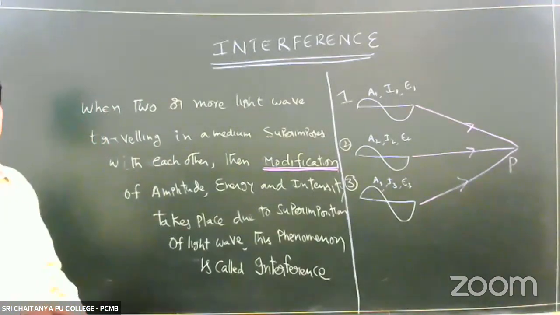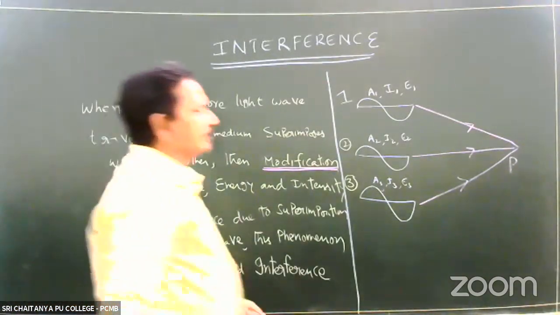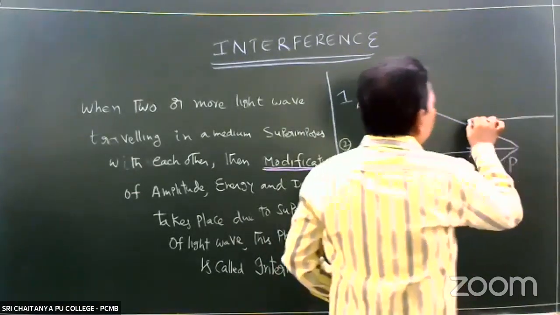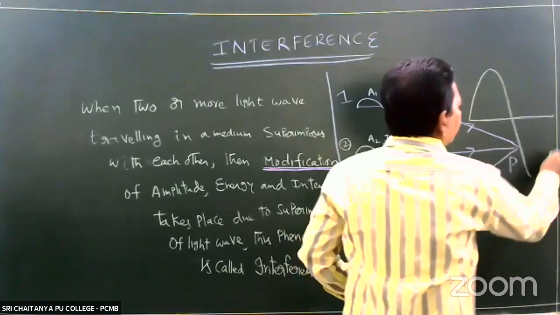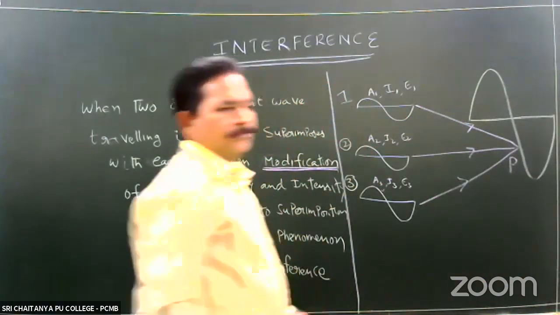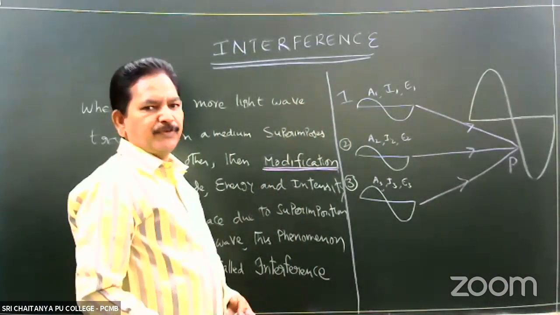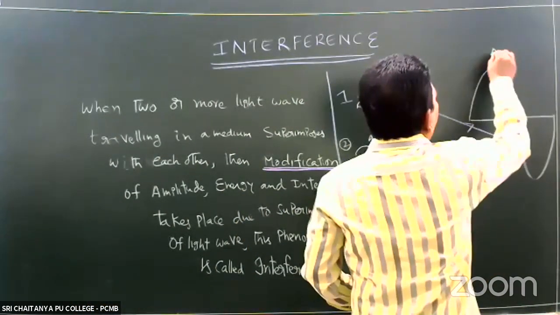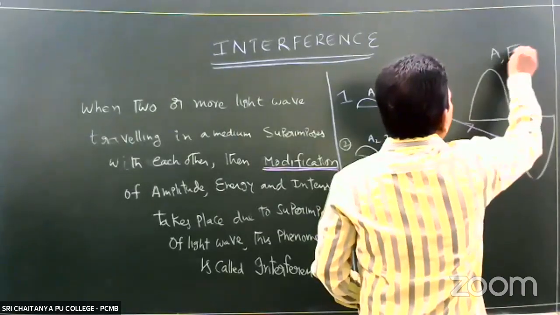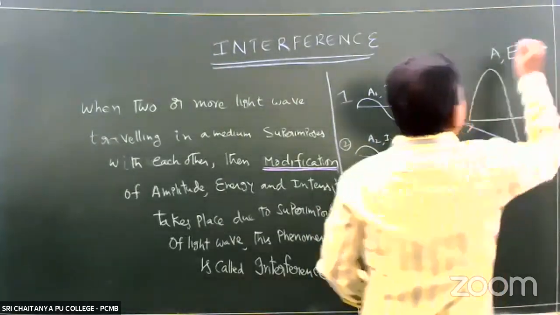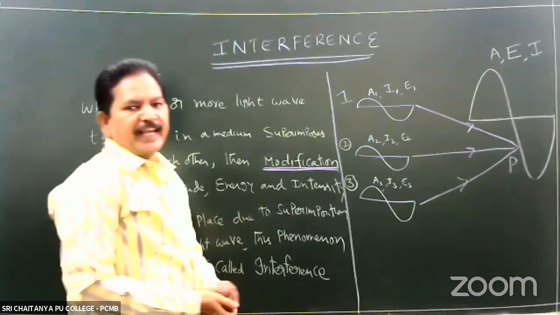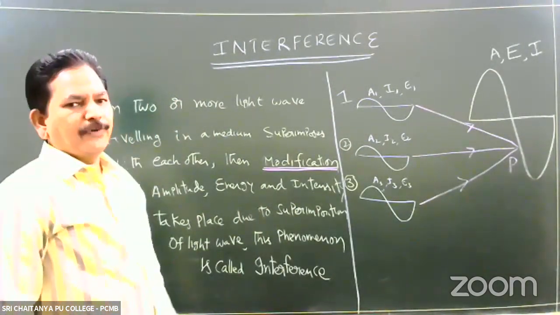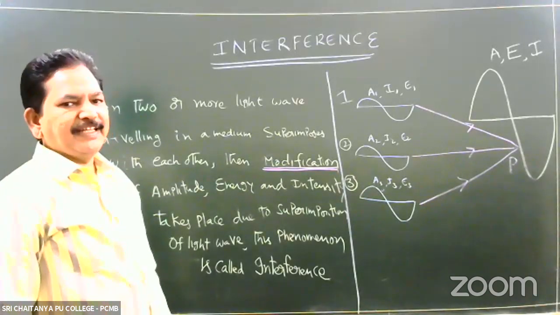They will combine. We will get a resultant light wave. The resultant wave has amplitude A, energy E, intensity I. Modification takes place, either increases or decreases. We will see when it increases and when it decreases.